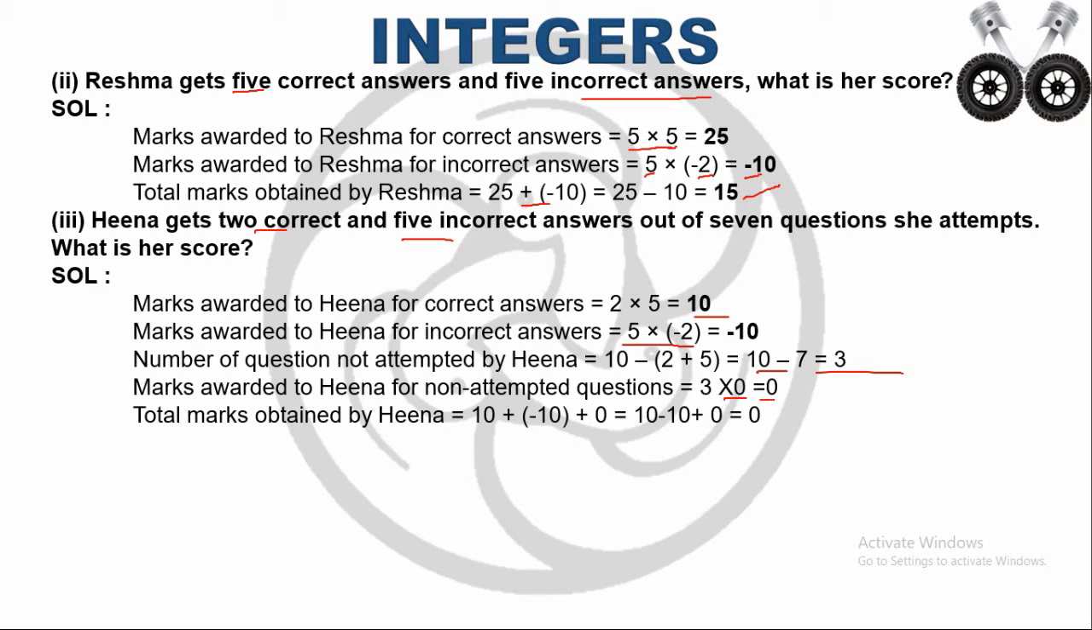Next we have to find the total mark. So we have to add the correct answers, that is 10, plus the incorrect answers, that is minus 10, and the questions not attempted, that is 0. So 10 plus minus 10 plus 0. Here the two operators are next to each other, so we have to change the sign. Plus into minus is minus, 10 minus 10 is 0. So the total marks got by Hina is 0 marks.